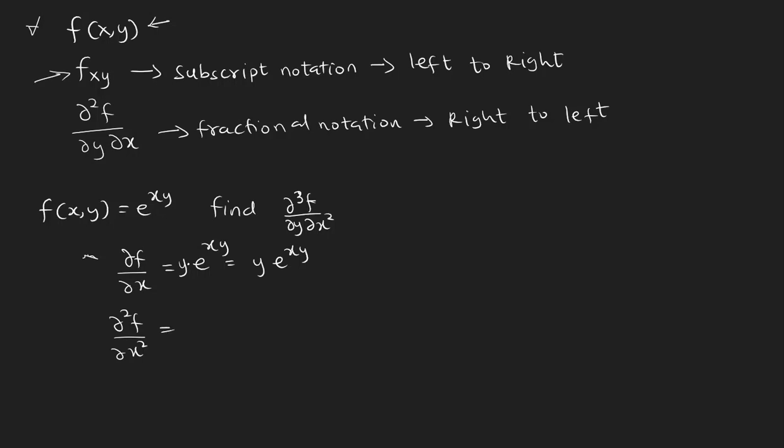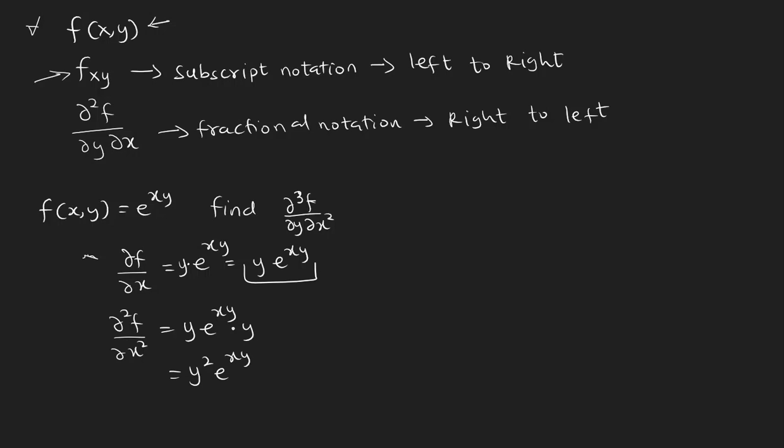So let's differentiate this expression with respect to x again. I'm going to keep y as a constant. So I have y, and then let's differentiate e to the power xy. That gives us e to the power xy. Now let's differentiate xy again with respect to x. That gives us y. So we're going to have times y. So we have y squared multiplying e to the power xy.